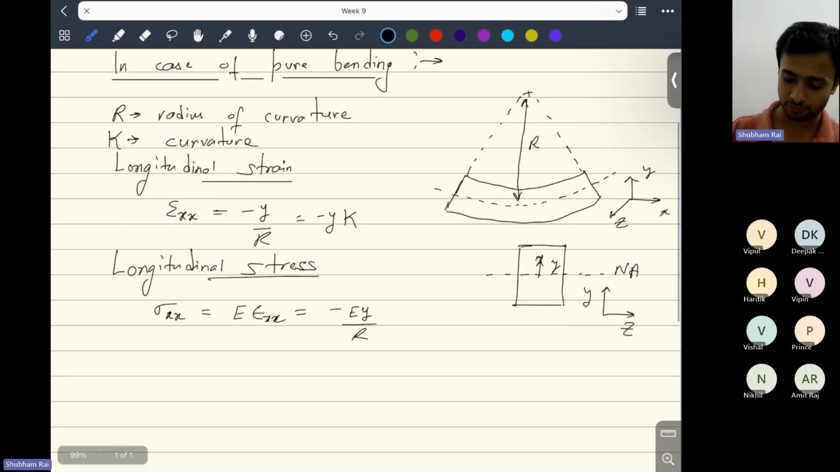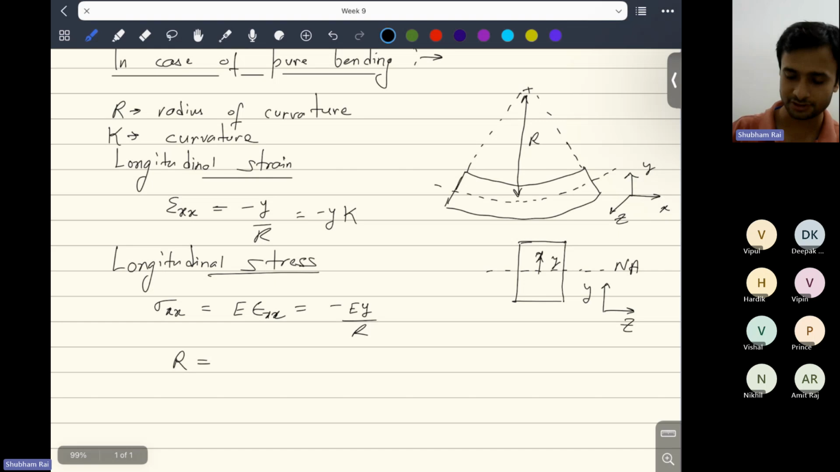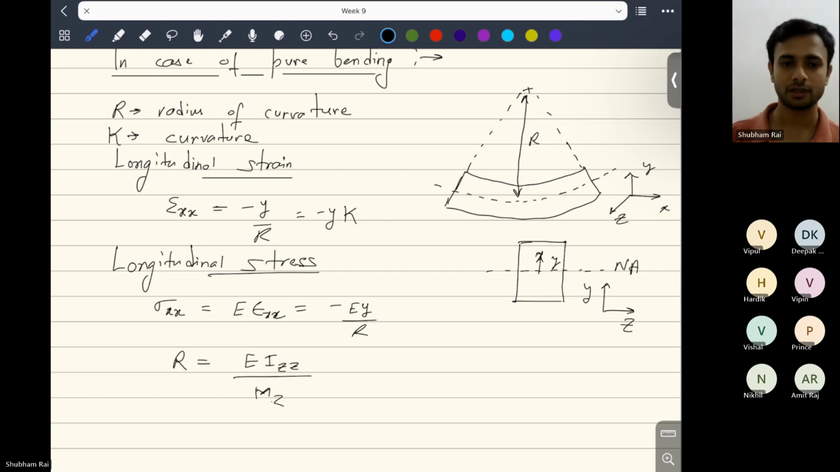So obviously now we have the formula. This is a qualitative argument, and the formula can be derived exactly. The expression can be derived in a mathematical way. So the expression is E into I ZZ over the moment about the axis. And this will be the formula of radius of curvature.